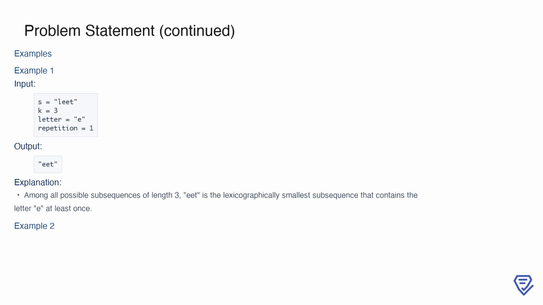Given the string S is leet, k is 3, letter is e, and repetition is 1, we need to find the smallest subsequence of length 3 that includes e at least once. The possible subsequences of length 3 are lee, let, and eet. Among these, only eet is lexicographically smallest while fulfilling the condition of including the letter e at least once. Therefore, the output for this example is eet.